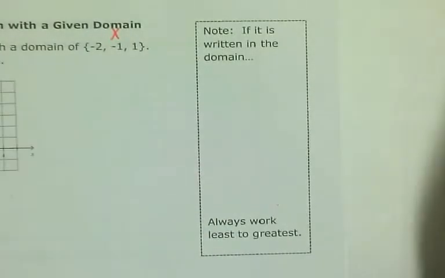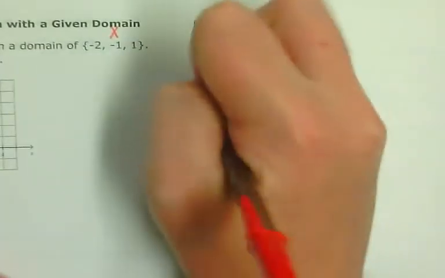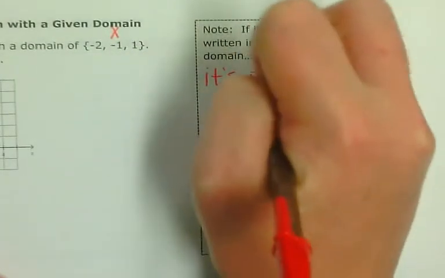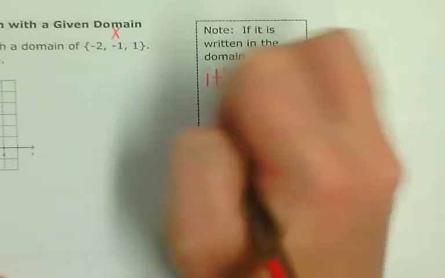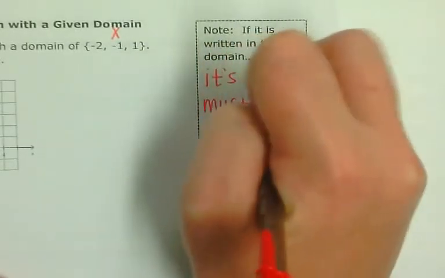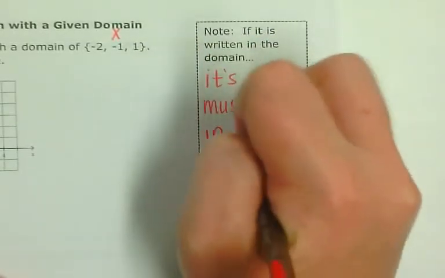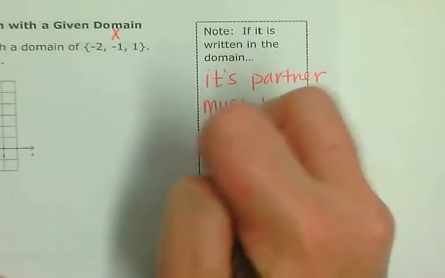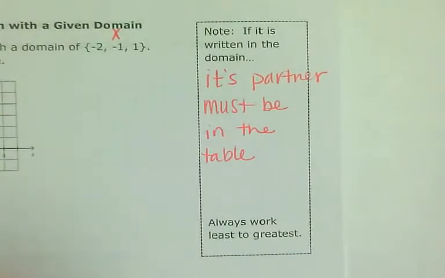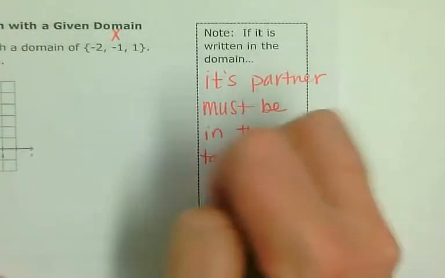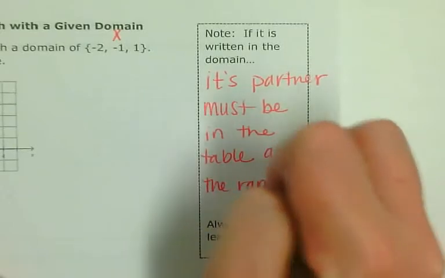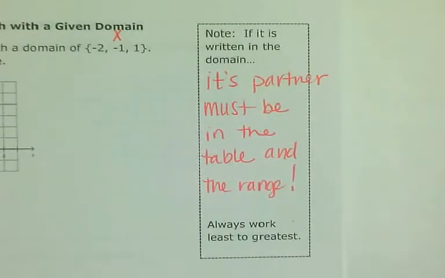It says if it is written in the domain, I want you to put its partner, it must be in the table and the range. And that'll make a little more sense as we start going, but I wanted to go ahead and write it so we didn't forget.